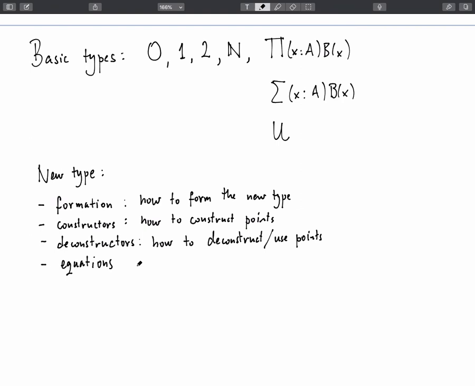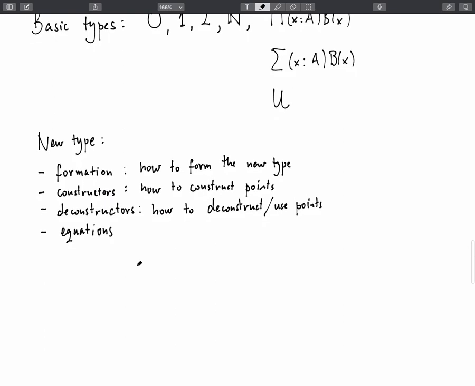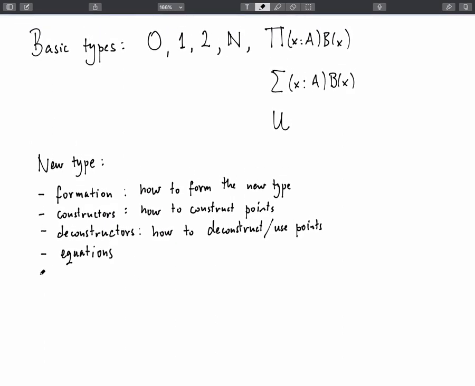What happens if I deconstruct and then I immediately construct? If I take the first and the second projection of a pair, like for instance, suppose I make a pair and then I take the first projection, what happens? There's an equation that explains. So that's the kind of equations that we want to have, okay? So let's try some. Let's try the unit type.